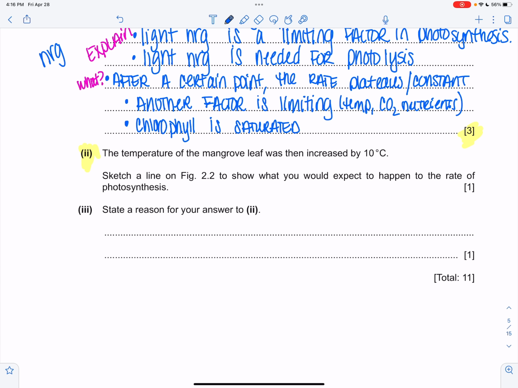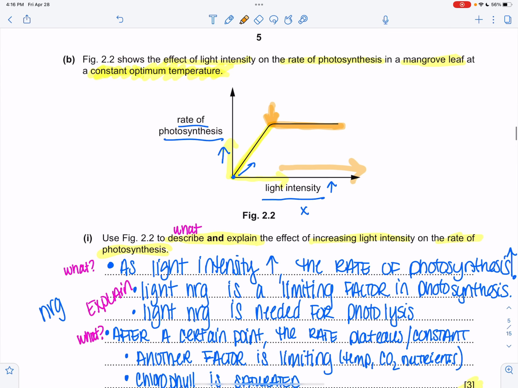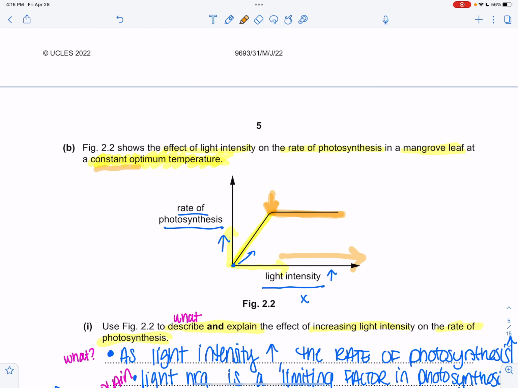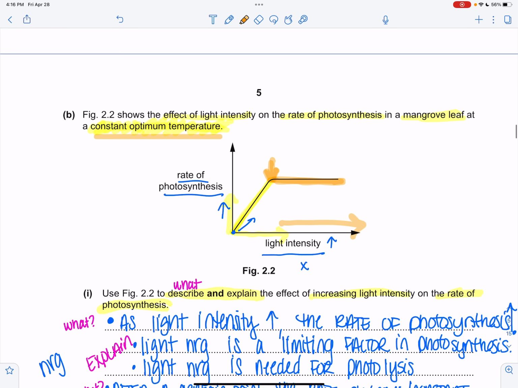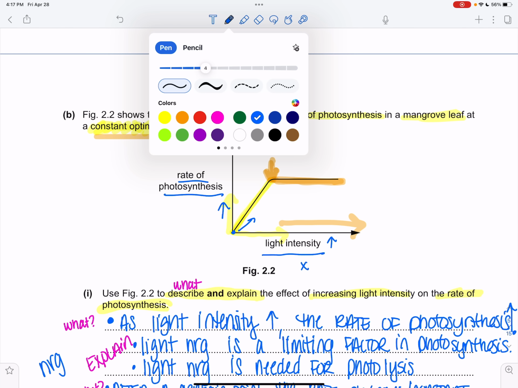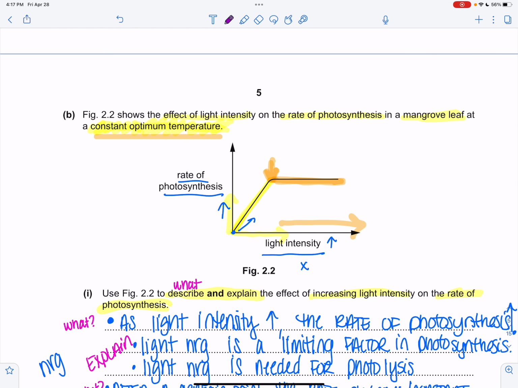The temperature of the mangrove leaf was then increased by 10 degrees Celsius. Now, typically, this could increase the rate of photosynthesis, but if we look back to what I said at the top, it's already at its optimum temperature. So it's like its best temperature to be a mangrove leaf. So sketch a line to show what you would expect to happen to the rate of photosynthesis. It's just one mark. And your line should look like this.